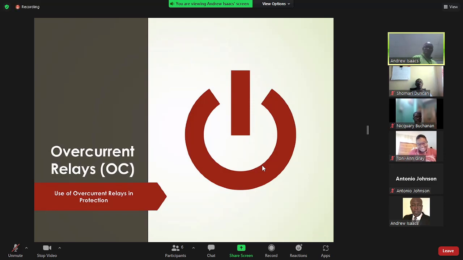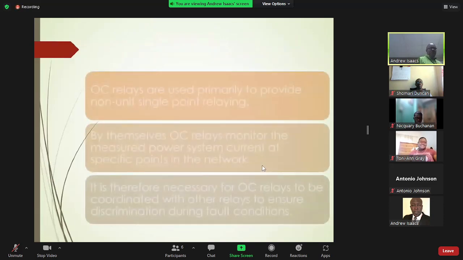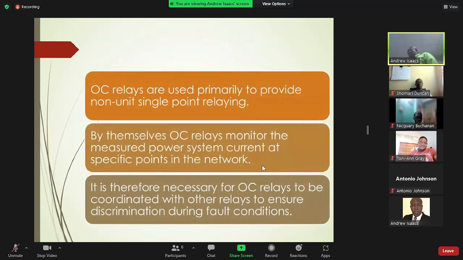All right. So, overcurrent relays. Now, we may have mentioned the whole business of unit protection. You know, you're looking at a specific point or a specific component within your protection system. The overcurrent relay, we use that primarily for non-unit single point relay. So it gives coverage in many instances, not just to a single device, but it may give coverage to a section of your power network. By themselves, the relays monitor the measured power system current, or the current flowing to a particular point in our network, yes.